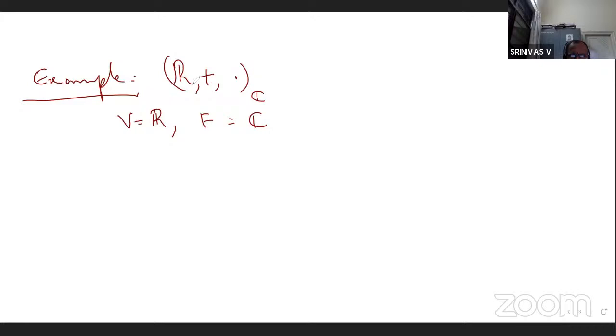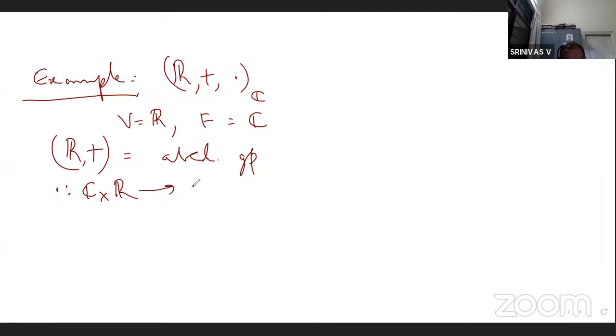I want to add any two real numbers. You can easily see that with the usual addition between two real numbers, R plus is an abelian group. As in the previous example, you can see that R plus is an abelian group. And now I want to define scalar multiplication from C cross R into R. Is this possible?